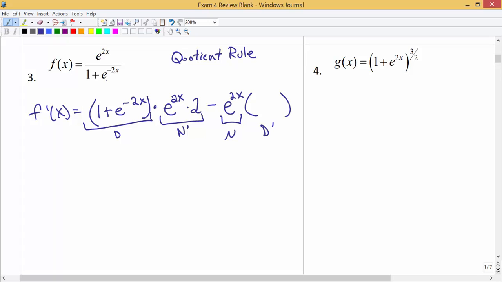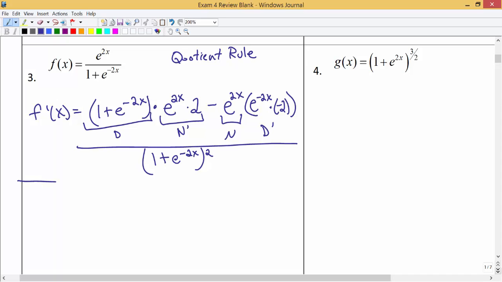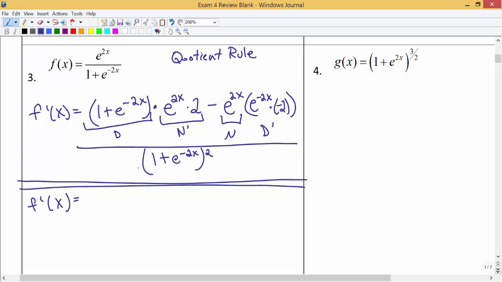So we're going to look at taking the derivative of the second term here, e to the negative 2x power. So that would be e to the negative 2x power times the derivative of the power, so that would be multiplied by negative 2. Okay, all of that divided by the denominator squared. Alright, so there's the derivative without simplifying, so I'm going to simplify a little bit here.